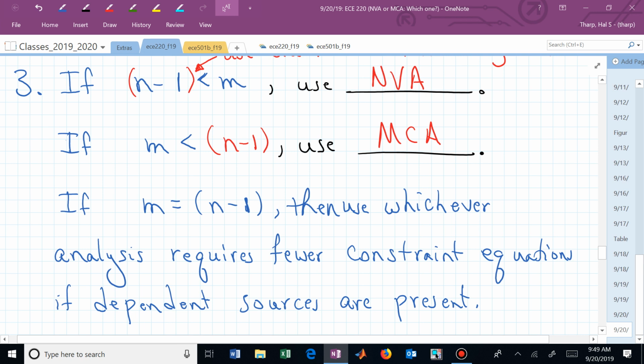If we have the same number of unknown mesh currents and the same number of unknown node voltages, then use whichever analysis, and here maybe this helps, requires fewer constraint equations. Maybe you do have some constraint equations, and one approach you have more than the other, maybe. Then work the one with the fewer constraint equations. That's the strategy.